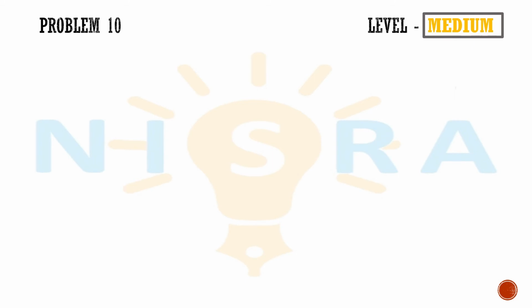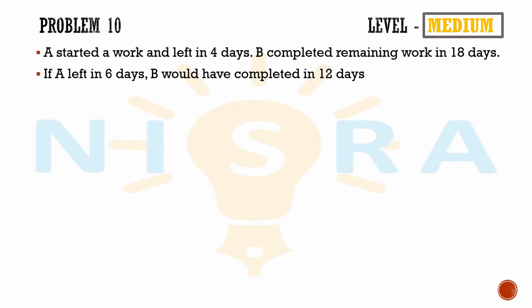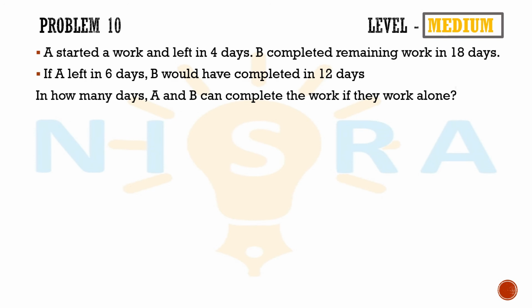Now we look into problem 10. A started a work and left in 4 days. B completed the remaining work in 18 days. If A left in 6 days, B would have completed in 12 days. In how many days can A and B complete the work if they work alone?